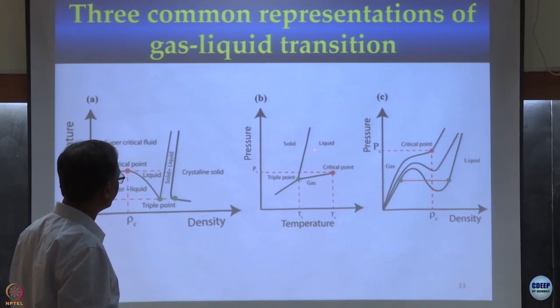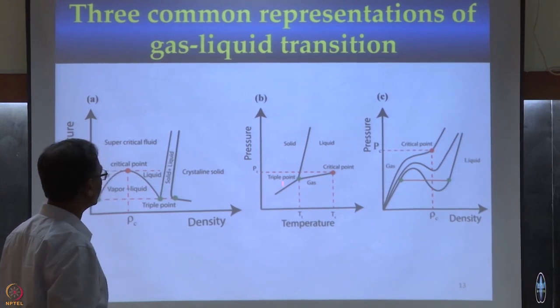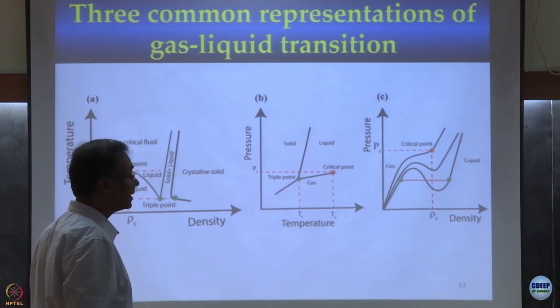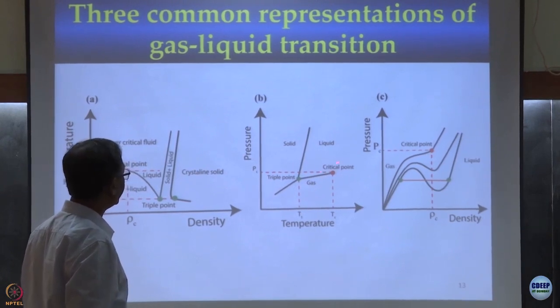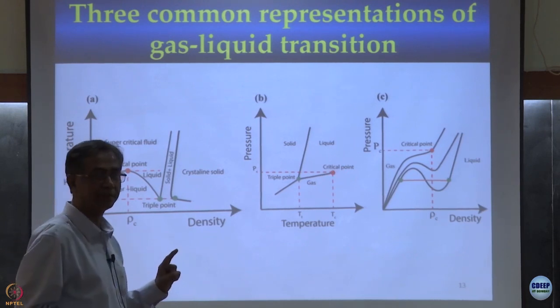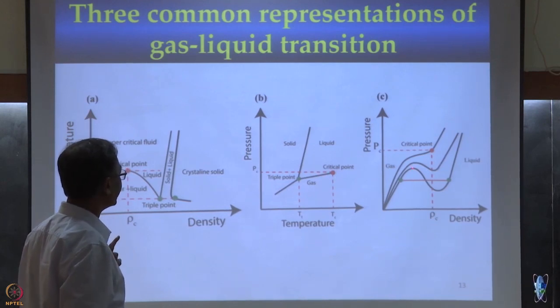But here is a first order phase transition, a liquid solid melting. Here sublimation is the first order phase transition. Gas liquid is the first order phase transition. But it is only at the critical point that the nature of the transition changes, and it becomes a second order phase transition. And that second order phase transition is like this.